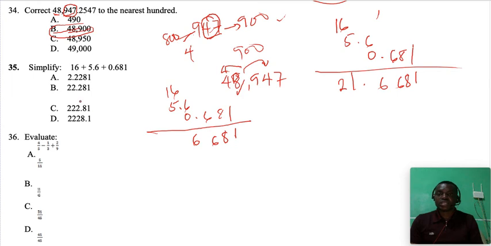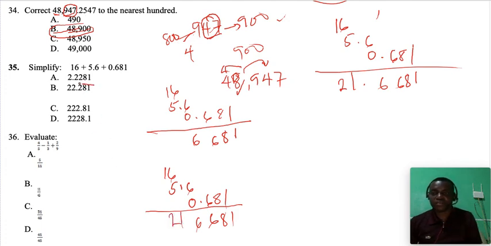21.6681. Okay, so you have to take it again. So it will be 16, 5.6. Then we have 0.681. So we have 1866112. So the answer will be B. So we did not get it. It's wrong here. The answer is B.